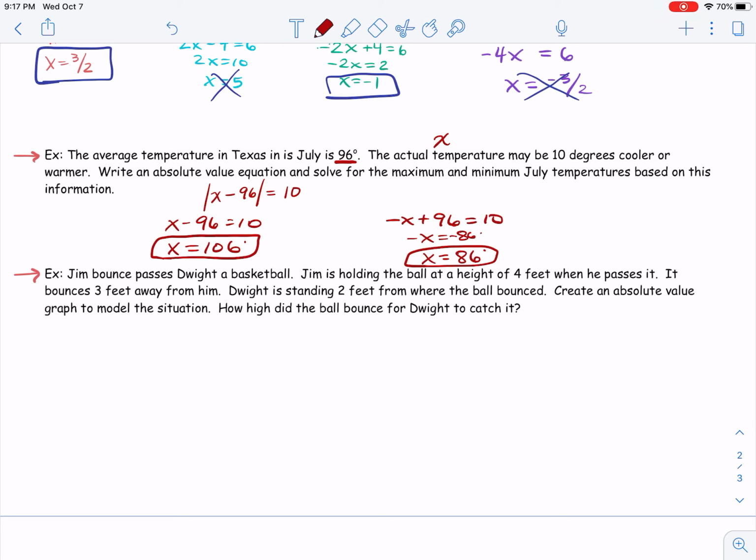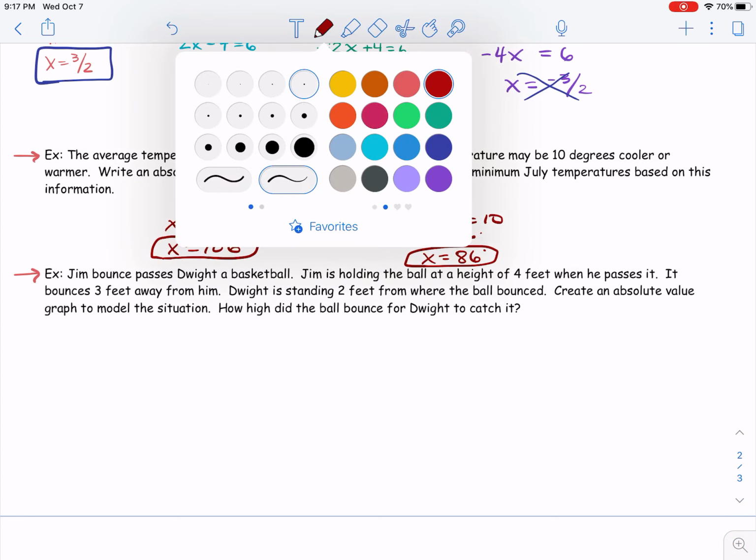And then it says, the last example, Jim bounces Dwight a basketball. Jim is holding the ball at a height of 4 feet when he passes it. It bounces 3 feet away from him, aka Jim. Dwight is standing 2 feet from where the ball bounced. Create an absolute value graph to model the situation. How high did the ball bounce for Dwight to catch it?